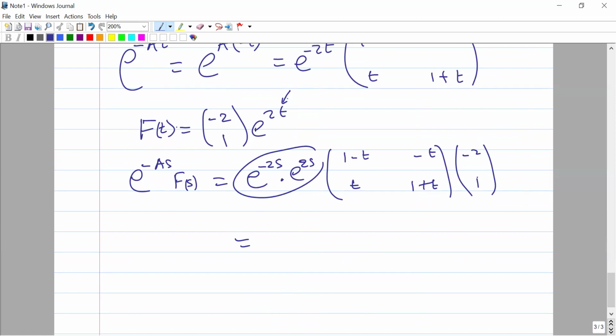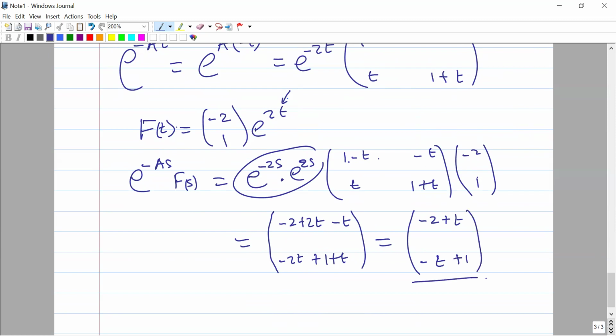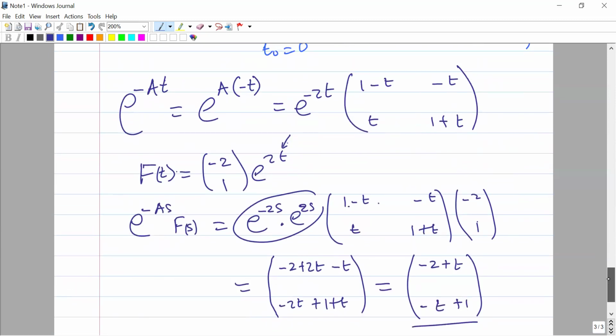So this is just now 1 minus t times minus 2. So that's minus 2 plus 2t, and then minus t. And then here it's minus 2t plus 1 plus t, which is just minus 2 plus t, and then minus t plus 1. This is the product.